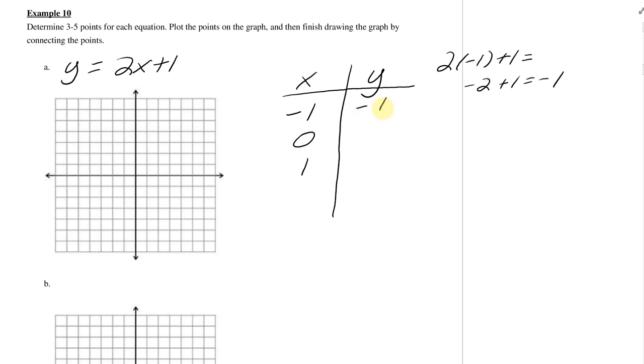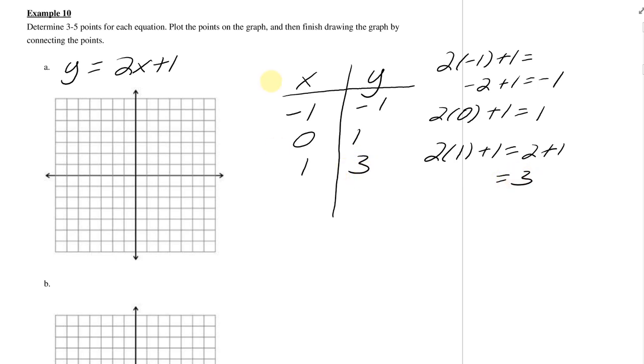Then I'm going to plug in 0 into my x, so this becomes 2 times 0 plus 1. Well, that will just equal 1, right, because it becomes 0 plus 1. And then the last one, I'm going to plug in 1 for x, so 2 times 1 plus 1, this will be 2 plus 1, so this equals 3.